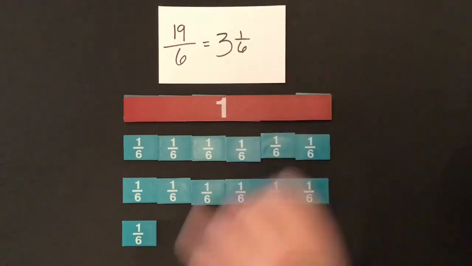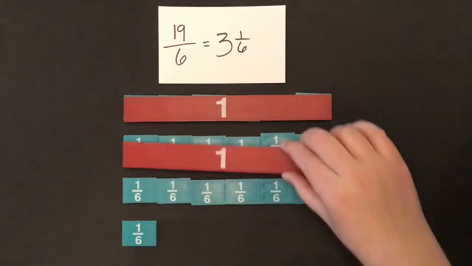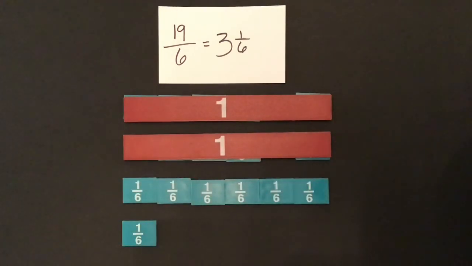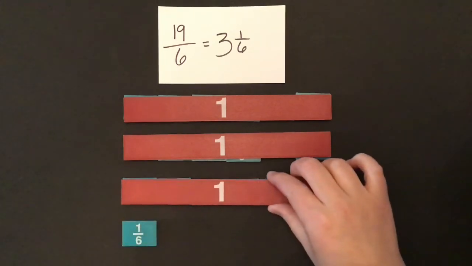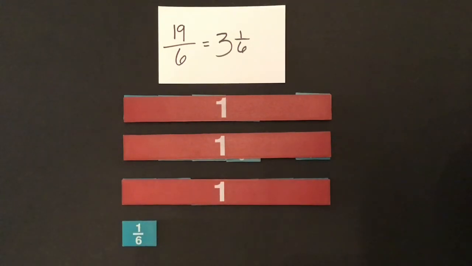So 6/6 plus another 6/6. That's 12/6 plus another 6/6. That's 18/6. That was enough for 3 wholes, and then we had 1 piece left over.